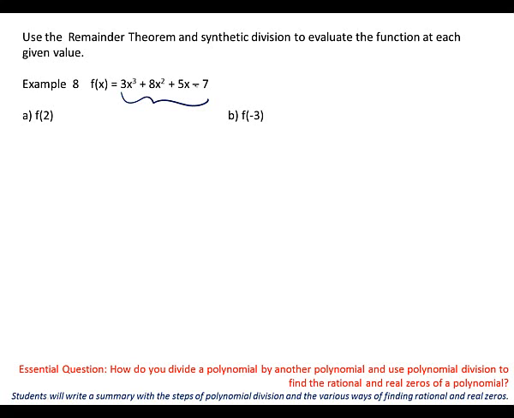Probably not. 47. What? 47. That's not what I got either. I like 59. Well, we should put f of 2 equals 59. Okay. Double check, make sure you're getting the 59.